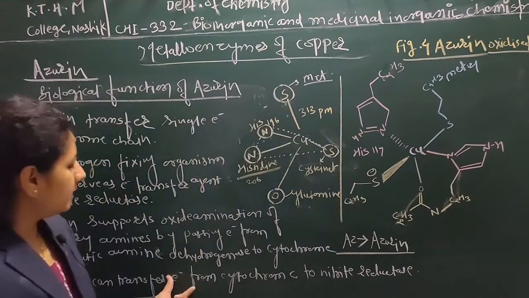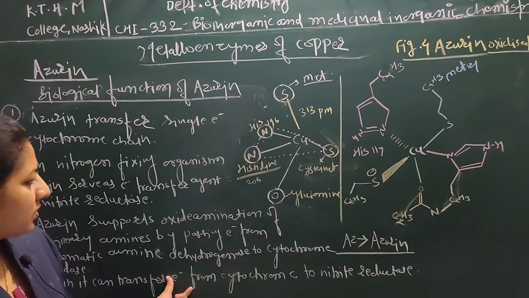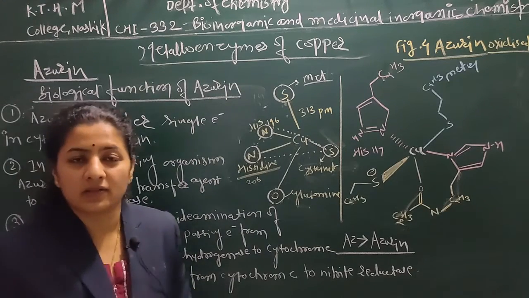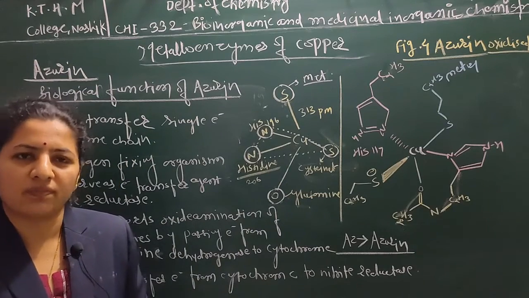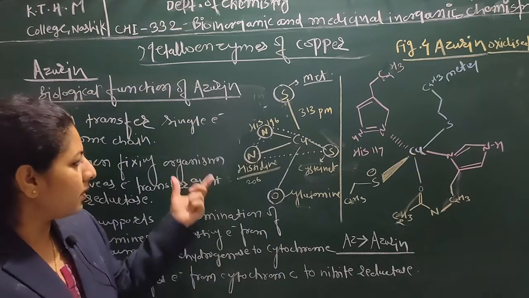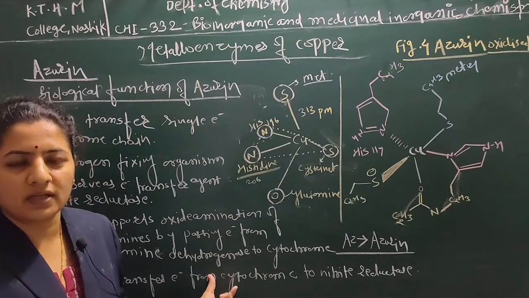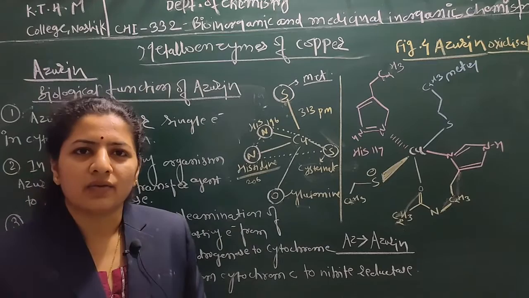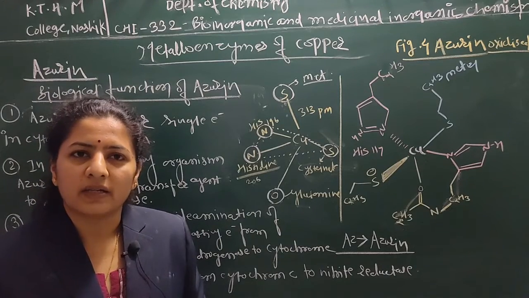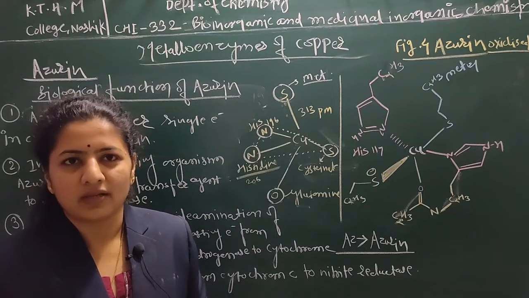So these are the main important basic functions of azurin: azurin can transfer a single electron in the cytochrome chain, and it supports the deamination of primary amines. So we will stop here. In the next lecture we are going to discuss the next copper metalloenzyme, that is plastocyanin. Thank you.